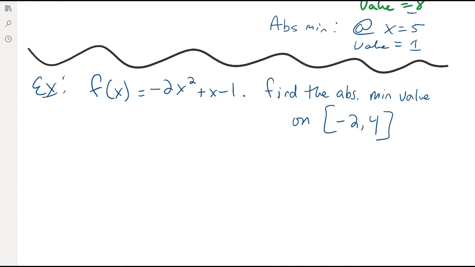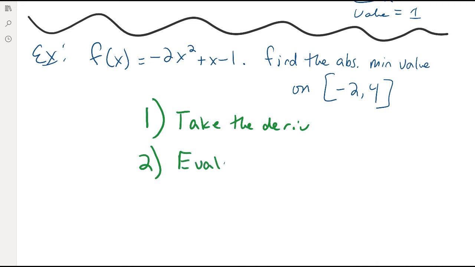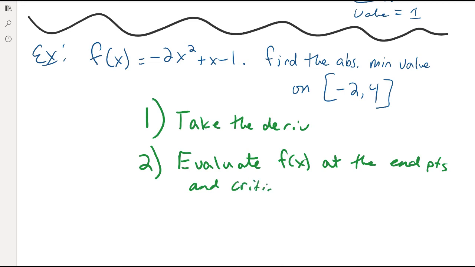All right, so here are the steps to find absolute min and max when you're given a function. First step, as any step that we've been doing recently, it seems like, is take the derivative. The second step is we're going to evaluate, which means plug in, f of x at the endpoints and critical values.